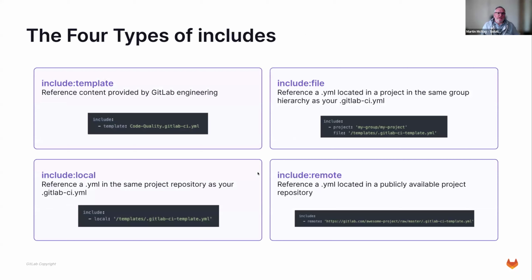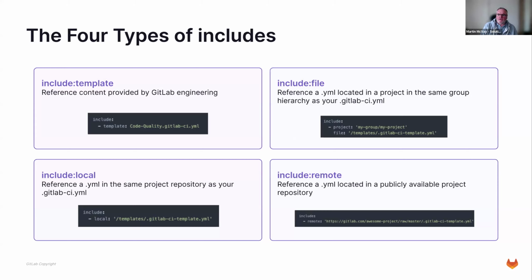So there are different ways in which we can bring in templates and use includes inside the platform itself. First of all, include template is a way in which we can bring in content that's been provided by our engineering team, for example, the SAST one that you just saw. Include file is a way of bringing in a YAML file which is located in a project in the same group hierarchy as our GitLab YAML file.